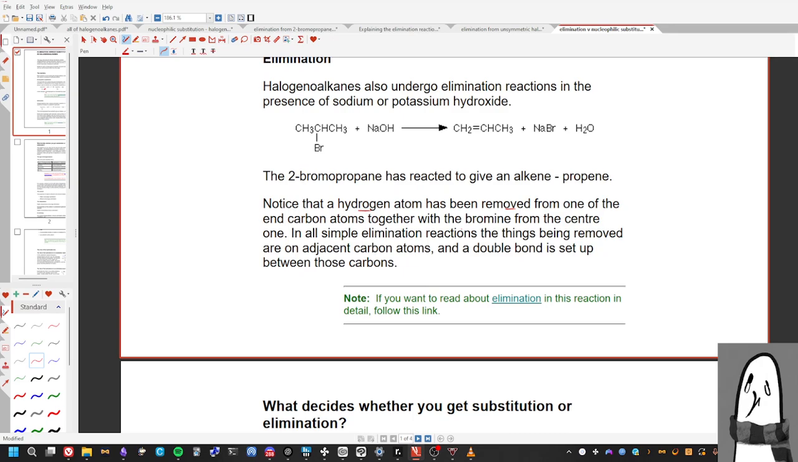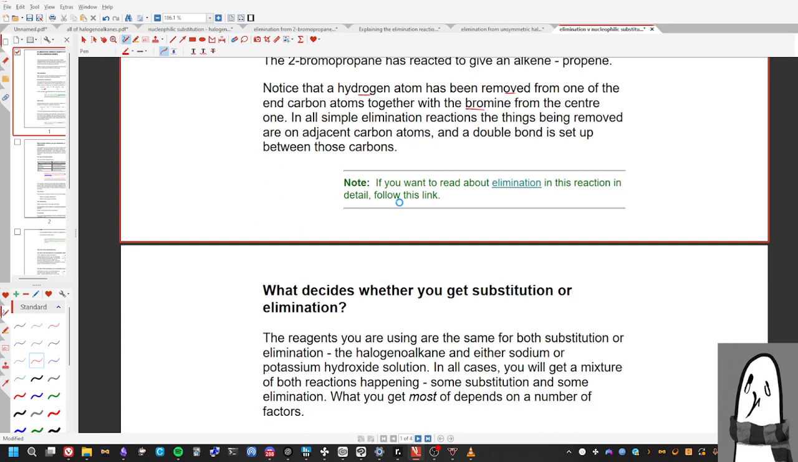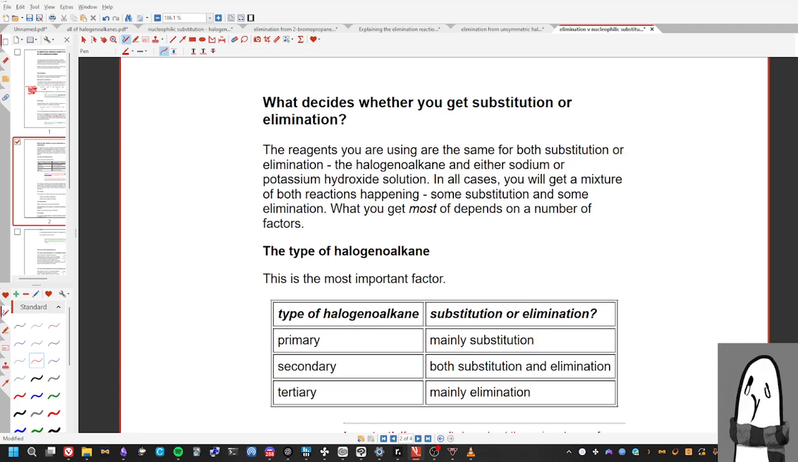Notice that the hydrogen atom has been removed from one of the carbon ends together with the bromine. The bromine is also removed from the center one. In all simple elimination reactions, the things being removed are on adjacent carbons, and the double bond is set up between them. Now, what decides? Finally, we're actually talking about it. That was a good recap, though.